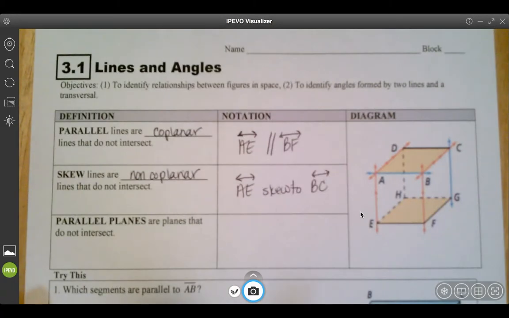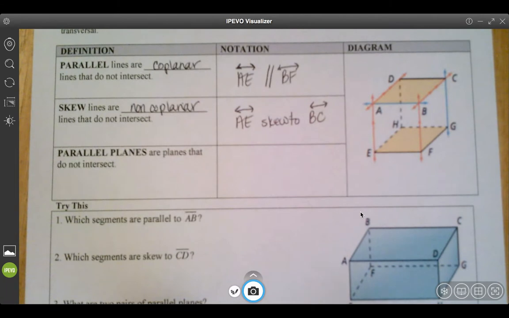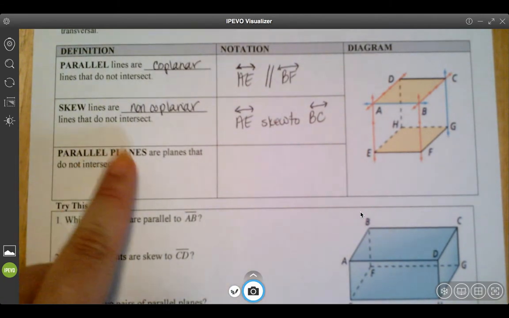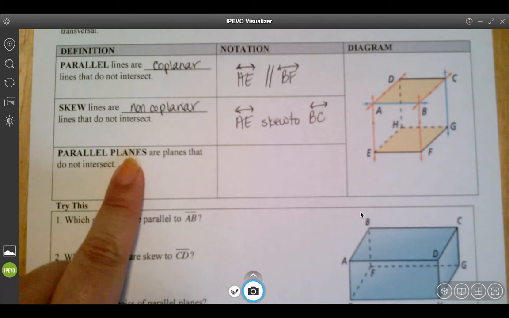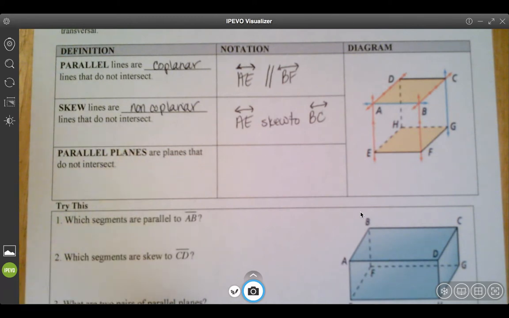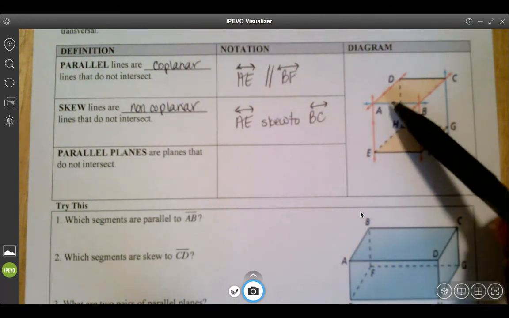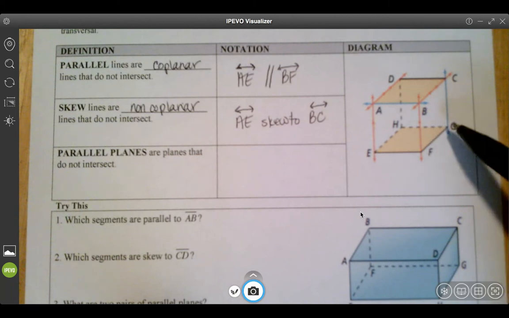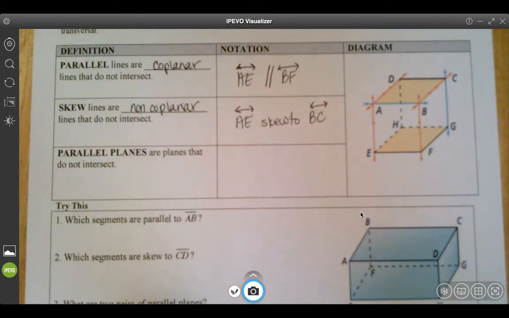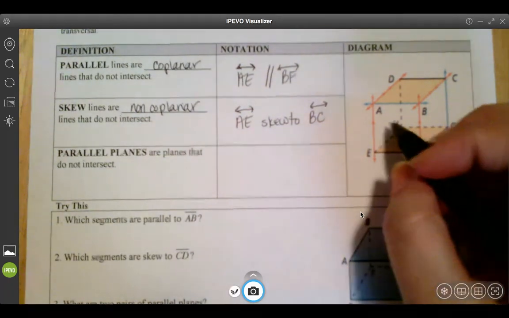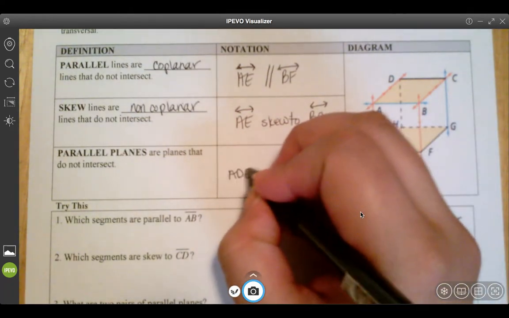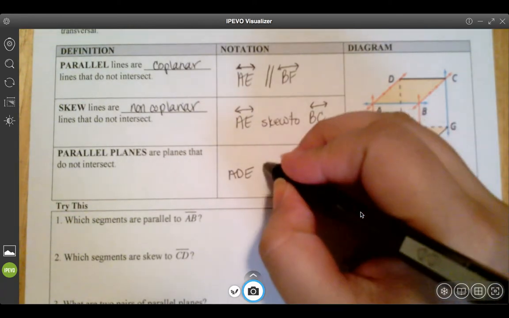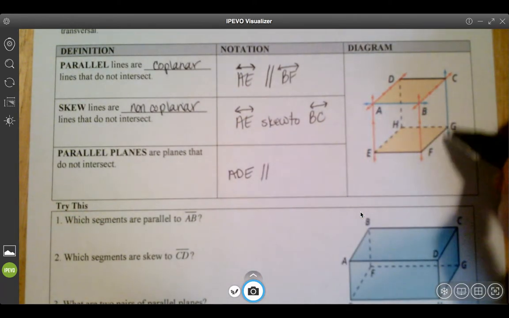Okay, our third definition here should be familiar. Parallel, meaning that they're going in the same direction, but now we're applying that to planes. So parallel planes, just like parallel lines, will never intersect. Okay, so parallel planes are planes that are going in the same direction. They're running in the same direction, but they're never going to touch. So an example here would be the left side and the right side of this cube, right? They're in the same direction, but they're never going to touch. And so we can say that plane ADE is parallel to plane here BCG.